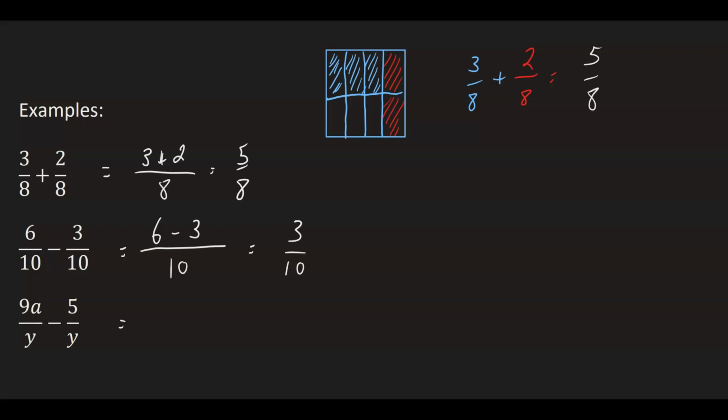Even when we have literal terms, the common denominator is given as y. And so in the numerator, I will do 9a subtract 5. And that's as far as we can go because those are not like terms. We cannot subtract 5 from 9a. And so we will leave it like that.